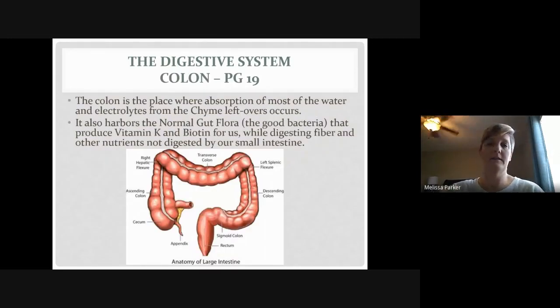Then we have the digestive system, the colon. Hold on one second.